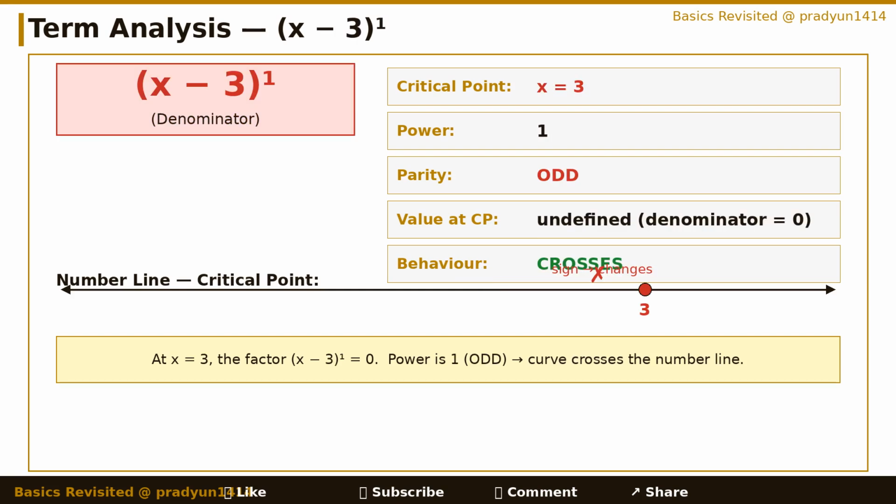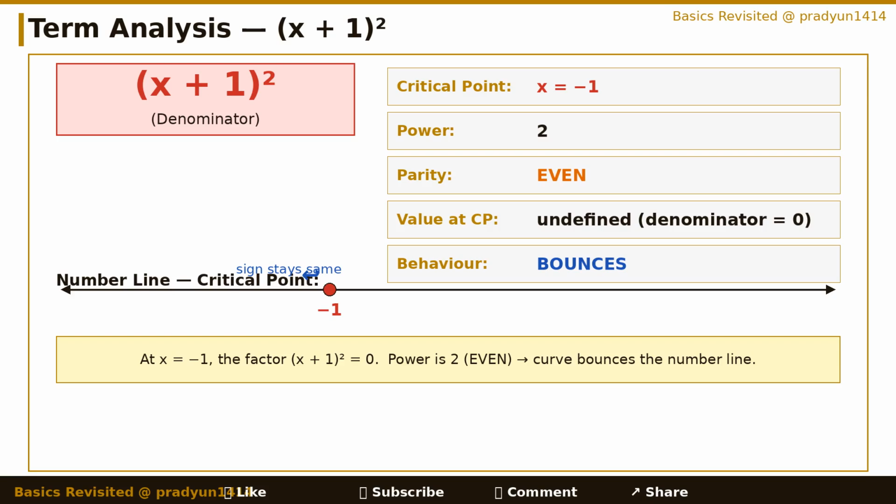Now the denominator term x minus 3, power 1, critical point is x equals 3. Since it is in the denominator, the expression is undefined here, not 0. Power is odd, so the curve crosses. X equals 3 is excluded from the solution. We use an open bracket.